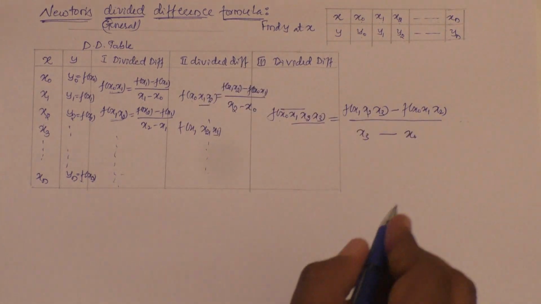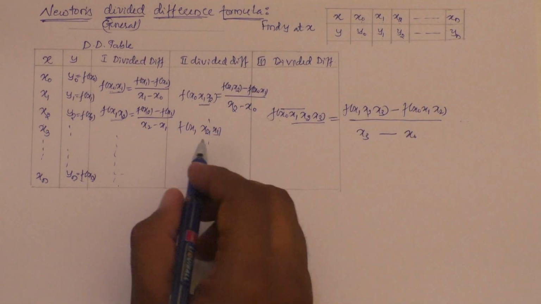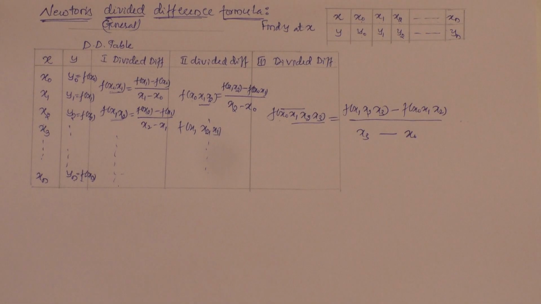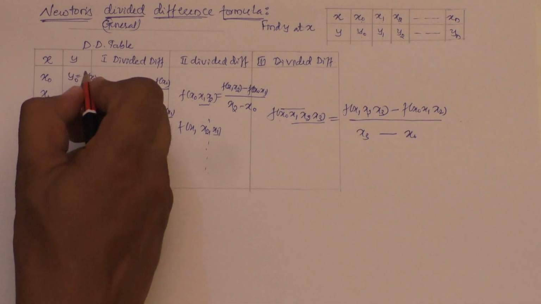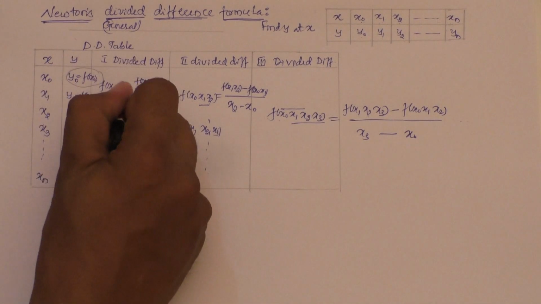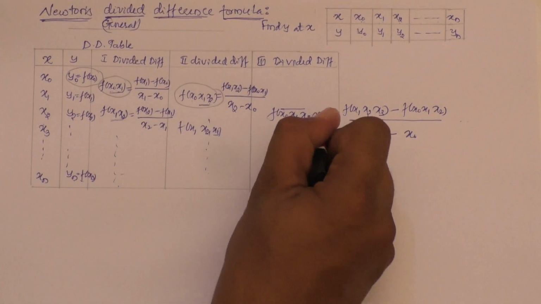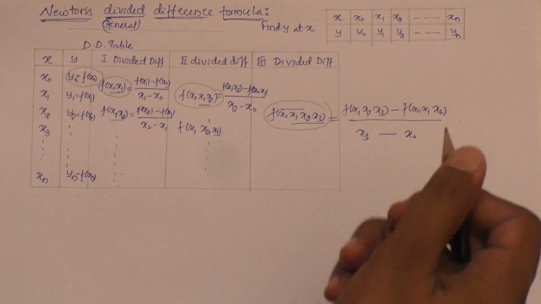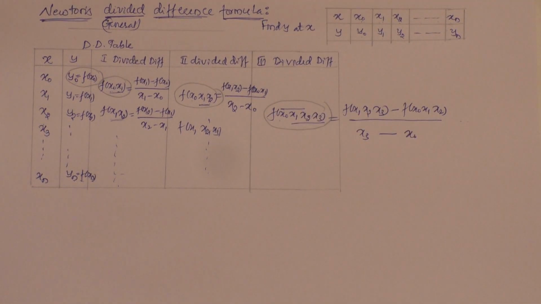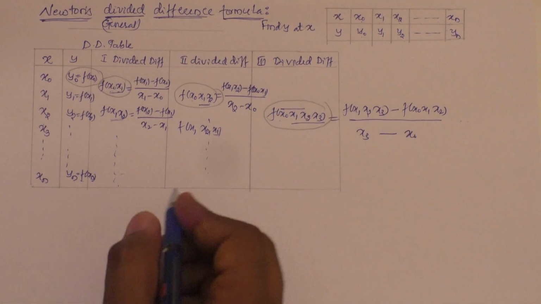You need to continue the divided differences. So once you get all the values, a very important thing is these values: f of x0, f of x0 x1, f of x0 x1 x2, f of x0 x1 x2 x3. These values are helpful in writing the formula.